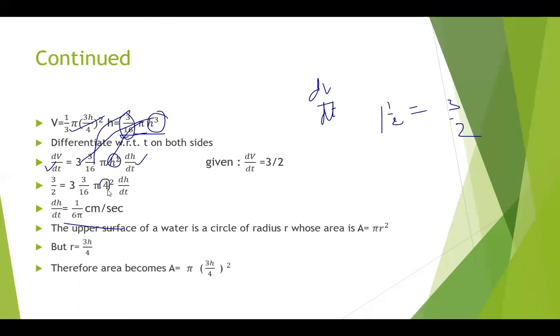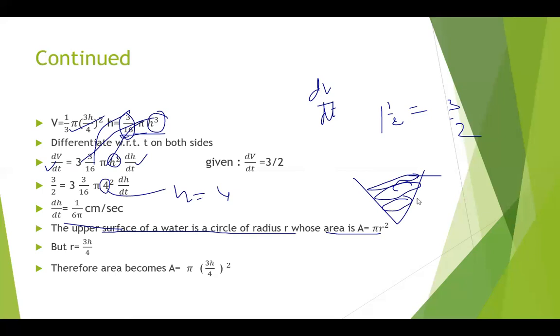And here this H, when H has reached 4 centimeters, in the diagram I have shown you, what is the increase in its height is asked. So, I substitute at the end H is 4, so that dH upon dt is 1 upon 6 pi centimeters per second. Next, one more sub question is asked. The upper surface of the water is a circle of radius r, whose area changes. Because since it is a cone, it has variable surface areas. So this I have to find out.